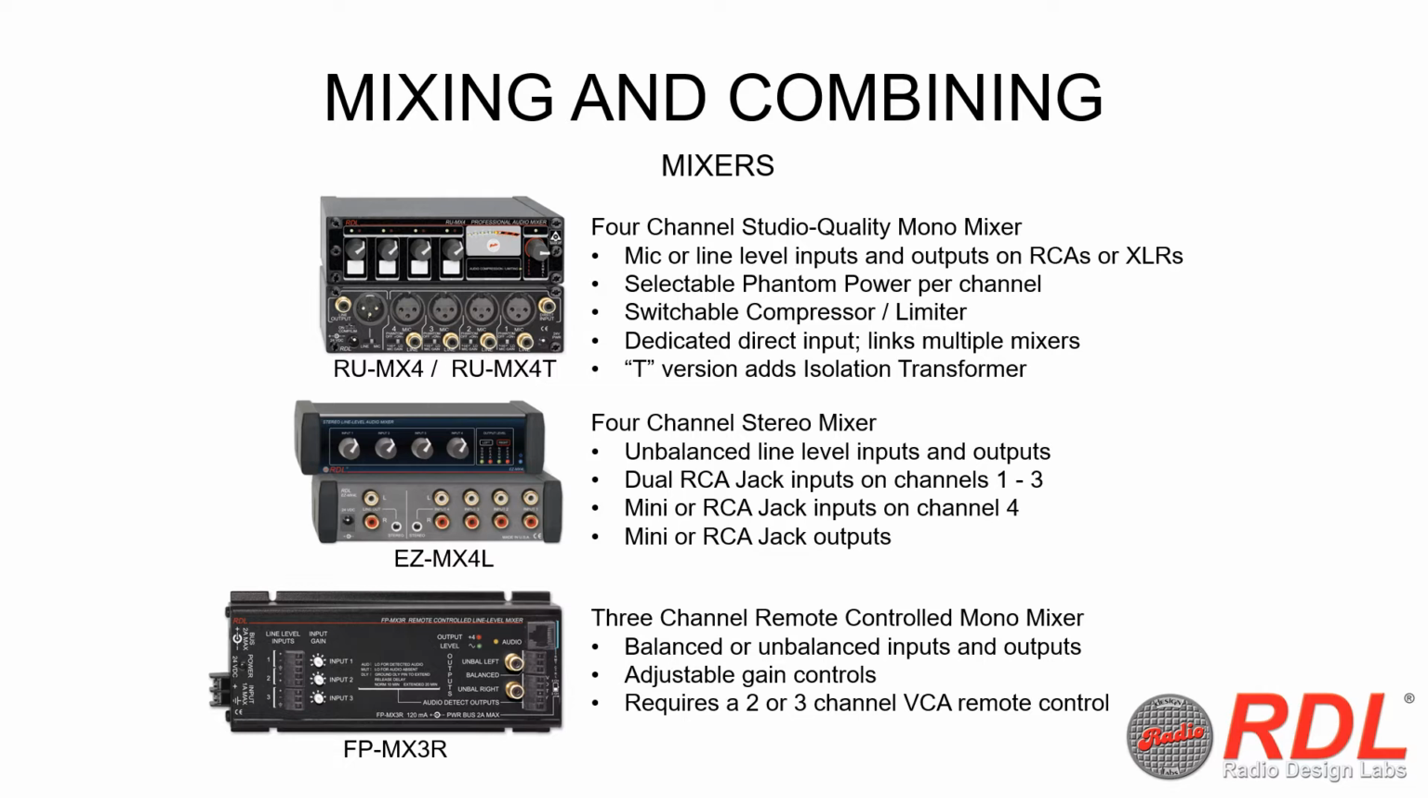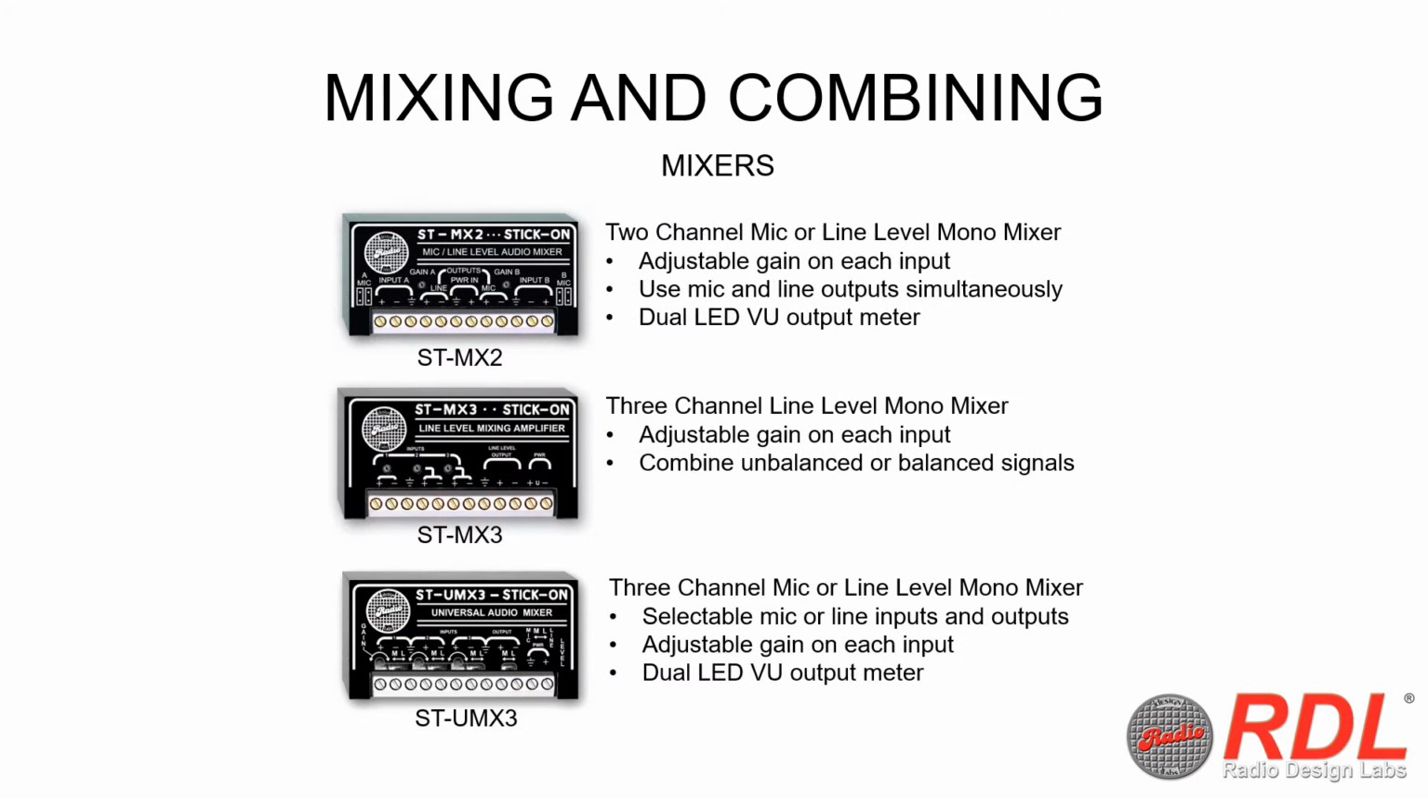On channels 1 through 3, the inputs are on dual RCA jacks. On channel 4, you have a choice of mini or RCA jacks, as well as mini or RCA jacks on the output. The FP MX3R is a 3-channel remote-controlled mono mixer. It supports balanced or unbalanced inputs and outputs, has adjustable gain controls, and this unit requires a 2 or 3-channel VCA remote control.